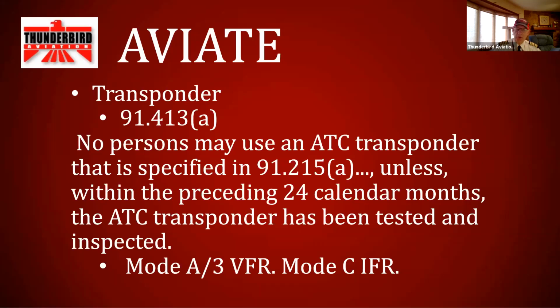So in all places where transponders are required, you must have at least the Mode A section, sometimes called the Mode 3 section, inspected every 24 calendar months. And I added on the bottom there, for flying IFR, while they're doing the static check on the altimeter, they'll also do the Mode C check to make sure that the transponder is sending out the correct altitude through the Mode C function of the transponder.